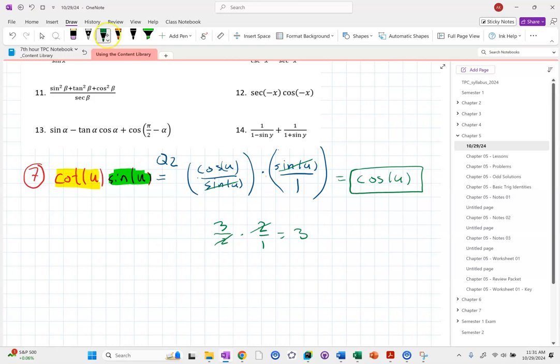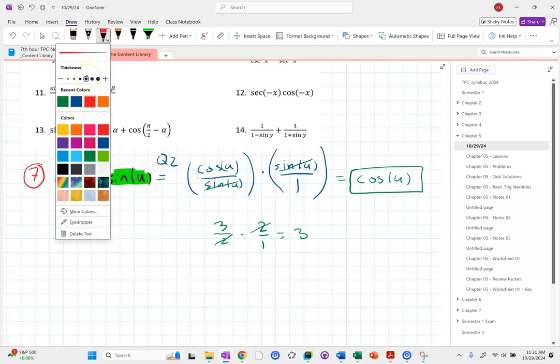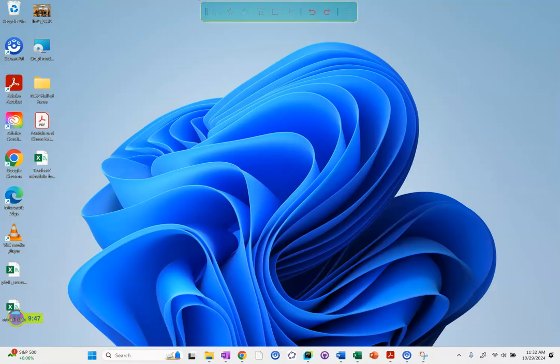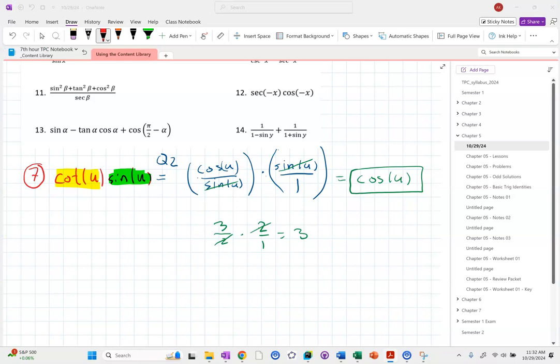Emily, you're making a lot of faces here. What's going on? Okay, where did I lose you at? Where did those middle numbers come from? The 3 over 2 and the 2 over 1? No, like an actual top part. What middle numbers? Like the cosine u over sine?